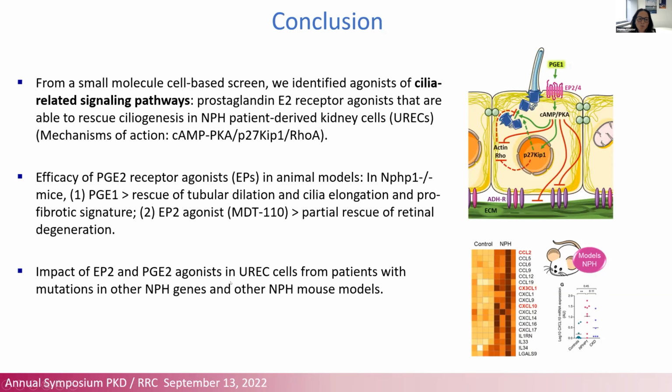The idea now is to extend the potential impact of these EP2 and PG2 agonists to other urine-derived cells from patients with mutations in other NPHP or renal ciliopathy genes, and also other models with NPHP, and to specifically check if the inflammatory and cytokine signature we identified can also be rescued by this treatment.